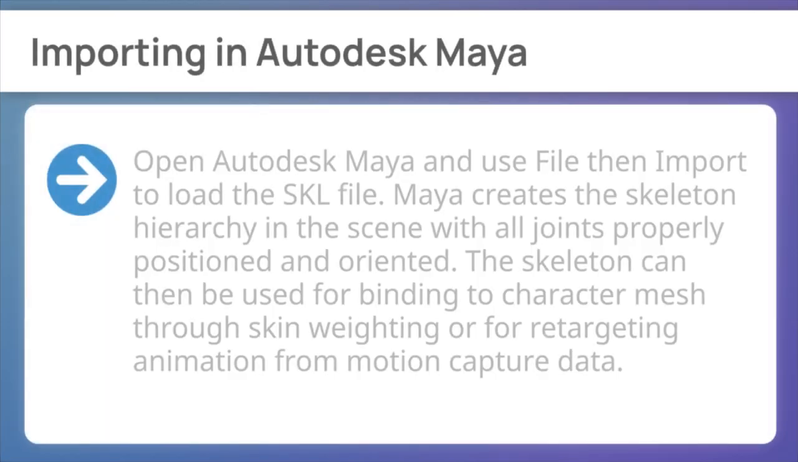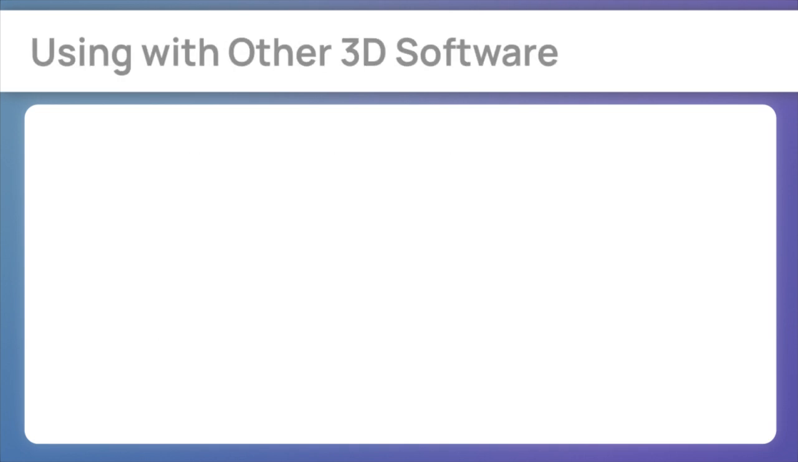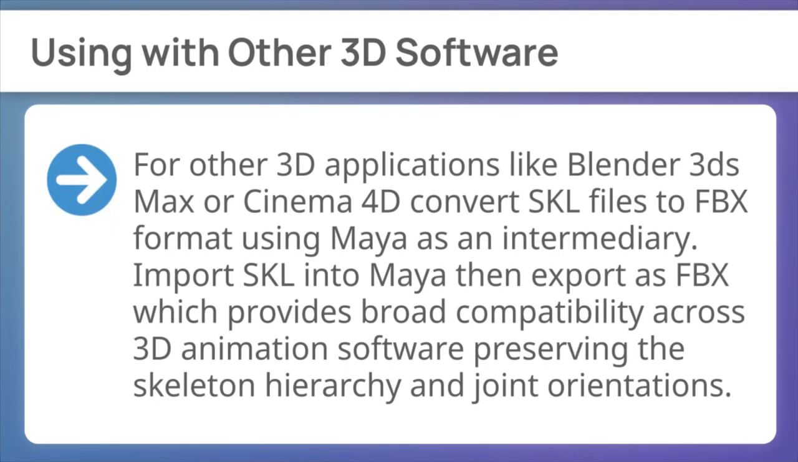First, importing in Autodesk Maya. Open Autodesk Maya and use File then Import to load the SKL file. Maya creates the skeleton hierarchy in the scene with all joints properly positioned and oriented. The skeleton can then be used for binding to character mesh through skin weighting or for retargeting animation from motion capture data.